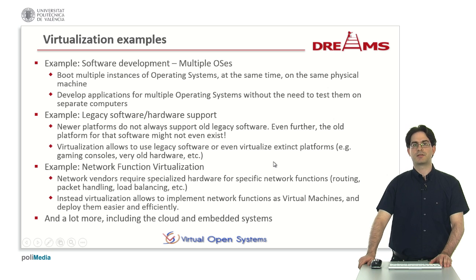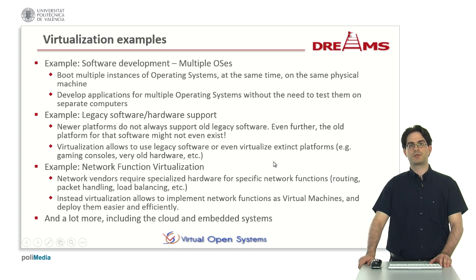Another example is legacy software, as it was already mentioned, and hardware support. Imagine gaming, for example. Gaming consoles of the 1980s or the 1990s are now long gone, and the software is not maintained anymore. So in order to feel how this software was executing at the time, we need virtualization to run the legacy software, but even to emulate the whole platform, for example, a gaming console or very old hardware.